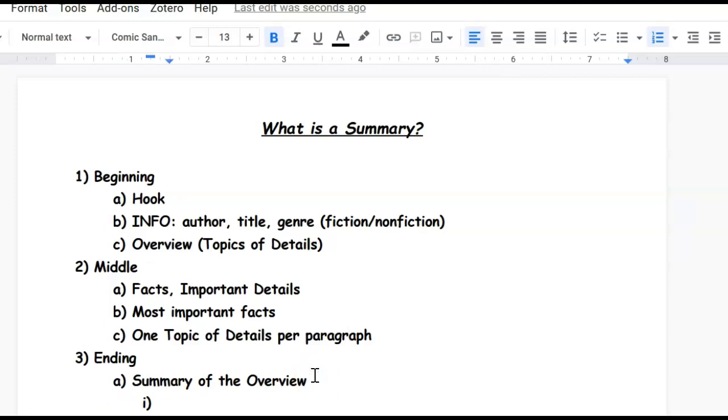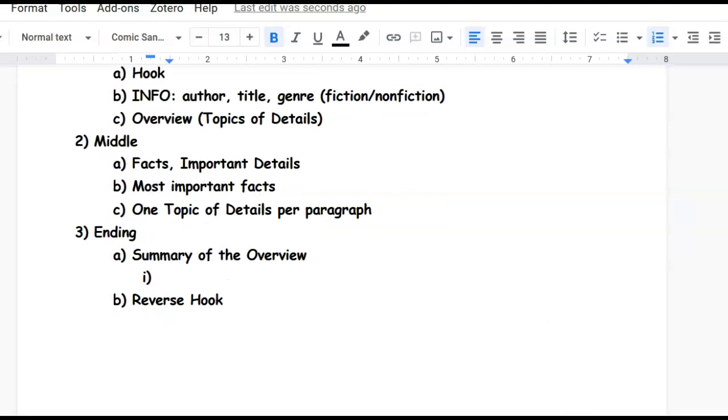At the beginning, we don't have a summary of the overview. At the beginning, we're going to give one or two of your favorite facts. And again, we will talk about that. Like the first one we're going to do, that's what we're going to be doing, giving one or two of our favorite facts. Okay? So that is a summary.